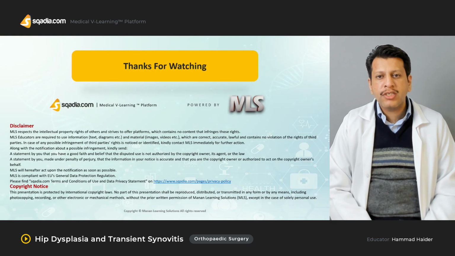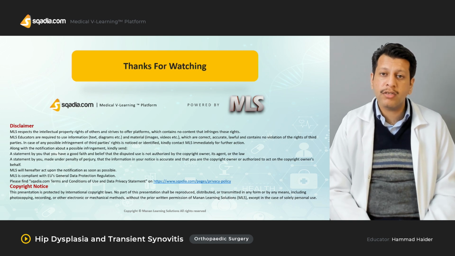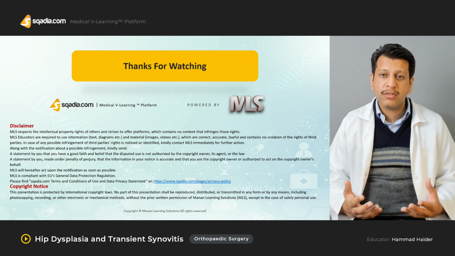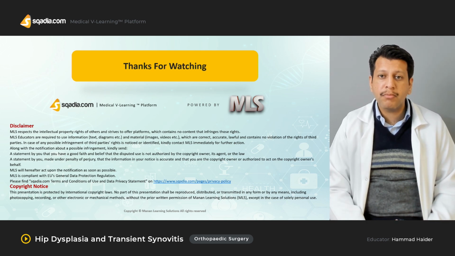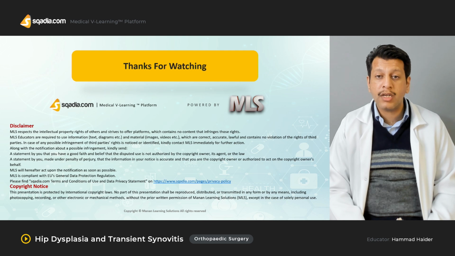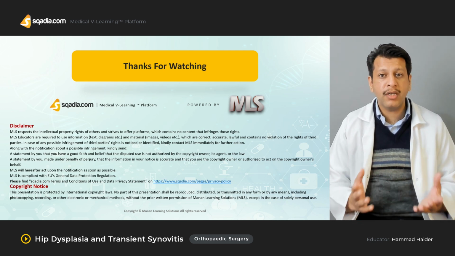In this lecture, we have briefly gone through two very important pediatric hip conditions. One of them is developmental dysplasia of the hip, and the other is transient synovitis of the hip joint. The first and foremost is that when a child is born, if there is some problem with asymmetrical skin folds of the thigh, one must go for the Barlow, Ortolani, and Galeazzi tests to rule out DDH.